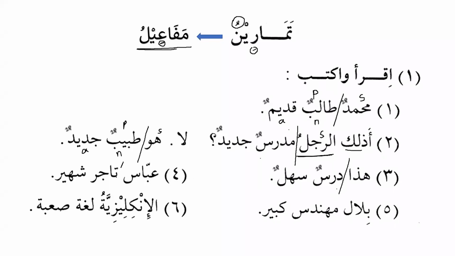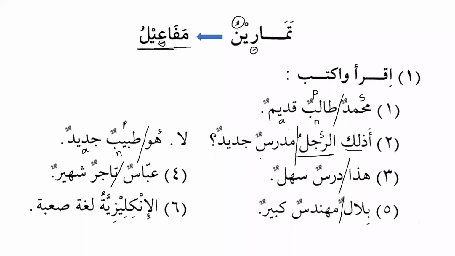Abbasun tajirun shahirun. Abbas is a famous merchant. So these are very simple sentences, and inshallah, once you get to know how to make these sentences, then based on the same pattern, you can make several sentences. Now it's all about practice, right? So similarly, we have Bilalun muhandisun kabirun.